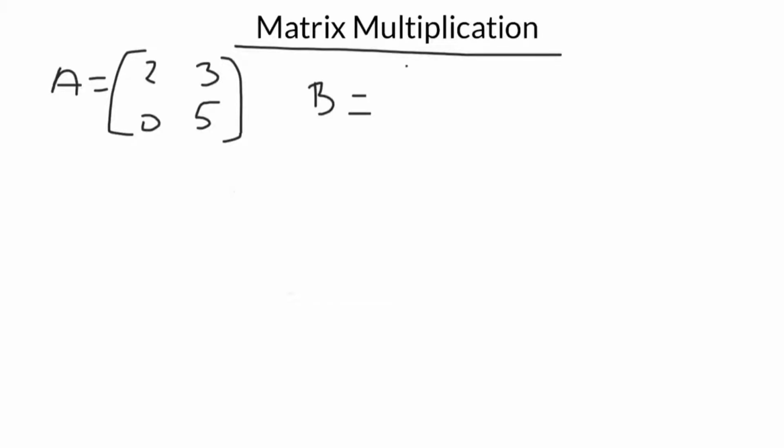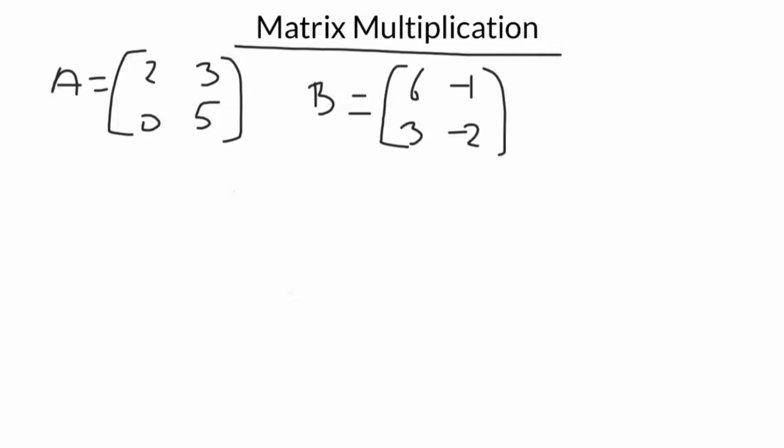Suppose we have matrix A of 2, 3, 0 and 5. Similarly, matrix B equal to 6, minus 1, 3, minus 2.